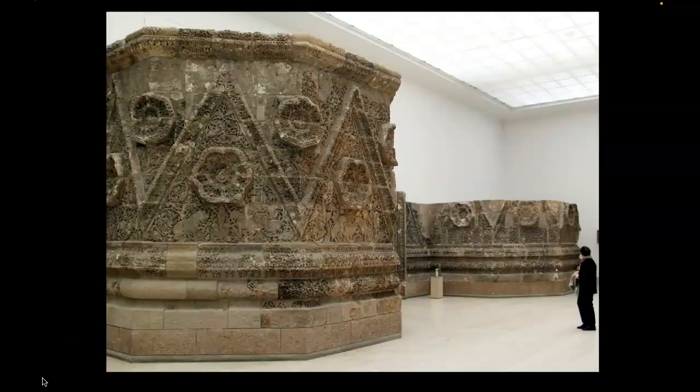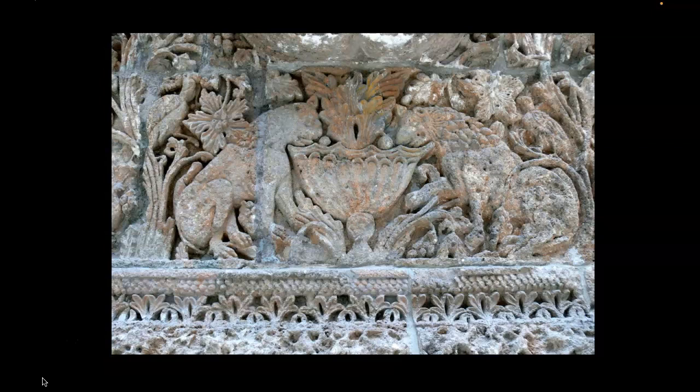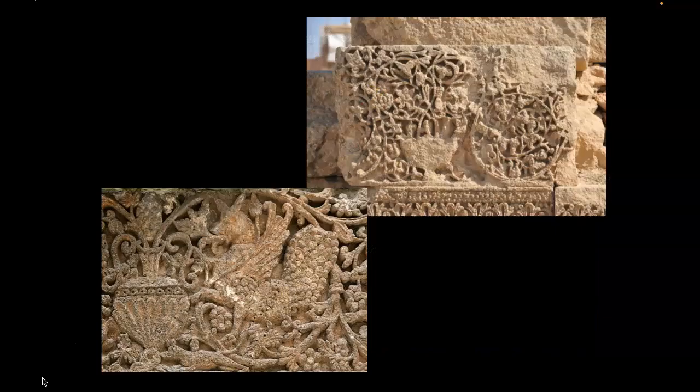Here you can see them with the person there to give you an idea of the scale. These are just fragments of some of the walls. Here's some details. So we see lots of animals, more details. Some of these figures are Persian as well as Coptic Egyptian.